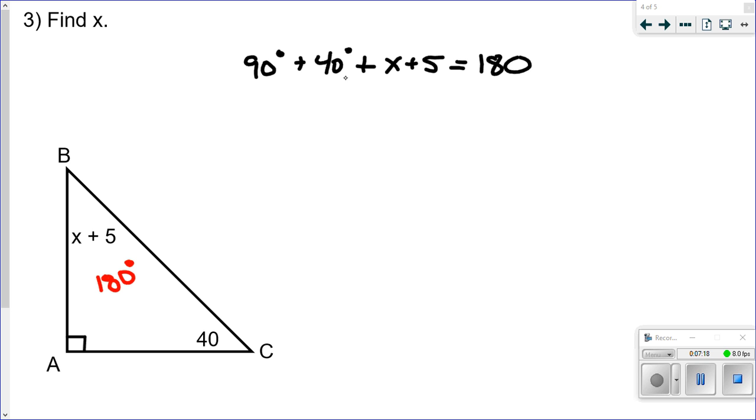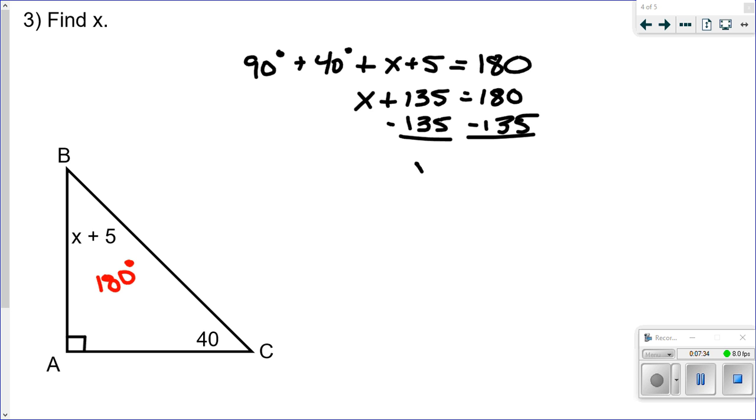So combine like terms. So 90 plus 40 is 130, plus 5 is 135, equals 180. Subtract 135 from both sides, and you get x equals 45. Again, this is 90, this is 40, so that's 130. So I know this angle has to be 50. So I can plug this in and check. 45 plus 5 is 50. So that's the correct answer.